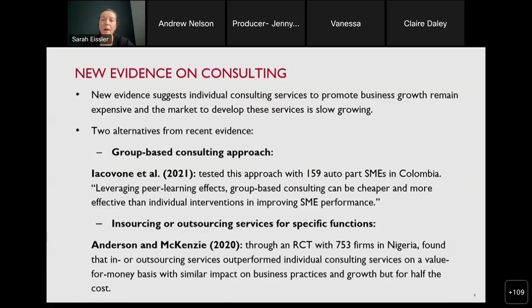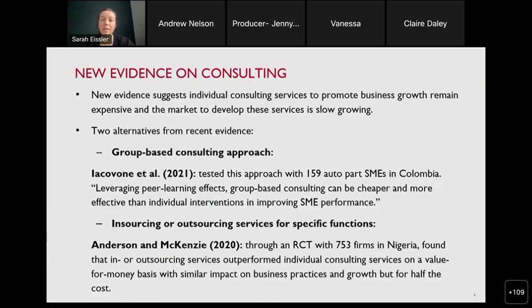Great. And so a study published by Anderson and McKenzie in 2020 tested this hypothesis through a randomized controlled field experiment in which 753 firms in Nigeria were split into one of five experimental groups. These five groups included training, consulting, insourcing, outsourcing, and then a control group.